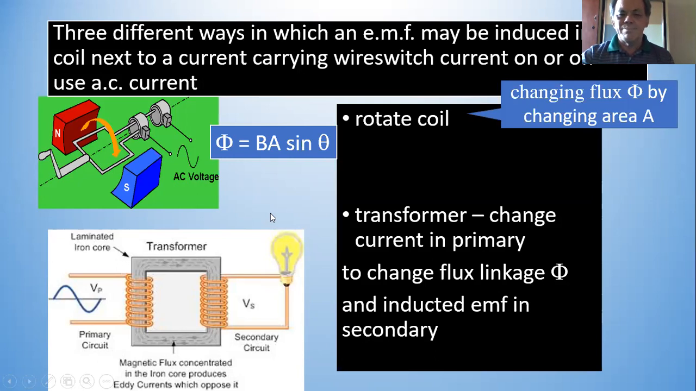Okay. Transformer: we change the current in the primary, we change the magnetic field, then we change the magnetic flux through the coil here. Then EMF is induced in the coil here. We call it the secondary coil, which is our next topic after electromagnetic induction, under alternating current.